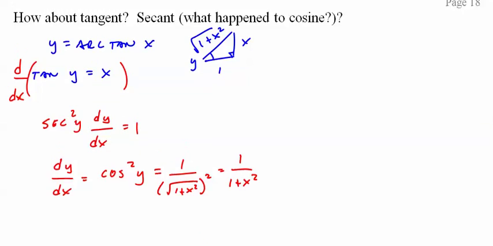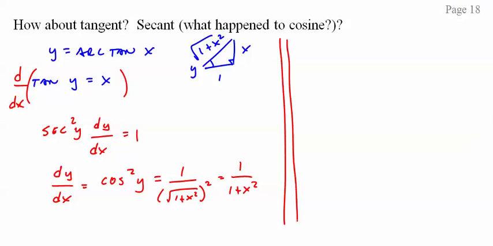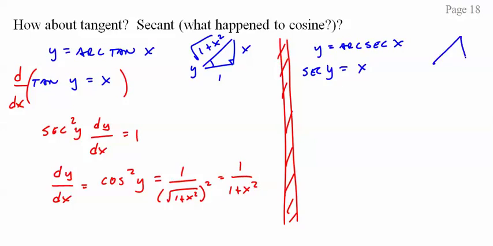And then for secant, again, what happens to cosine, we'll show you. y equals arc secant of x. Secant of y equals x. So that would mean x over 1, assuming this is y, and this would be the square root of x squared minus 1.